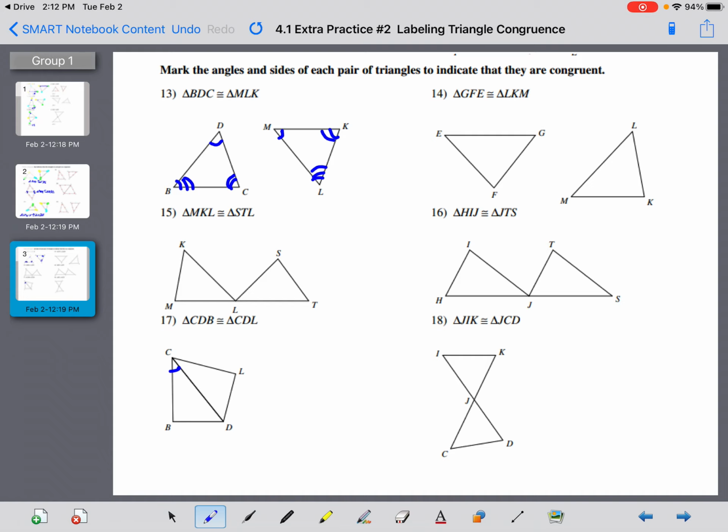Okay, here we have BCD and LCD are the same. B and L are the same. And BDC and LDC are the same. Let's try and get 3 tick marks in there if you can. All right, so go ahead and try that for 14, 16, and 18. And we're going to just take a look again at 15 real quick.